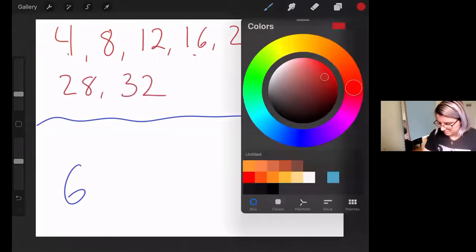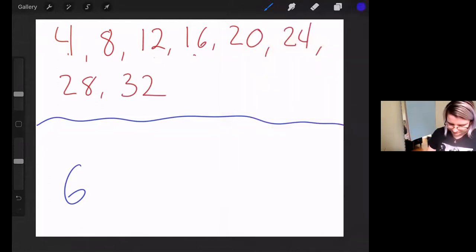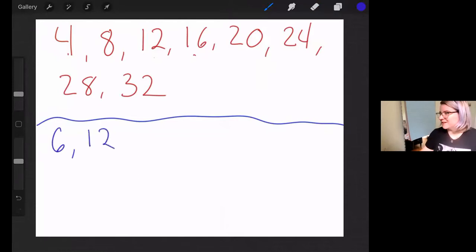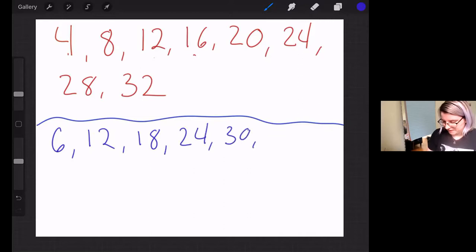All right. Let's move down to 6. I'm actually going to erase this because I'm going to move it a little down. 6 times 1, 6 times 2. What's 6 times 3? If you said 18, you're right. And then 6 times 4, 6 times 5, 6 times 6, so on and so forth.